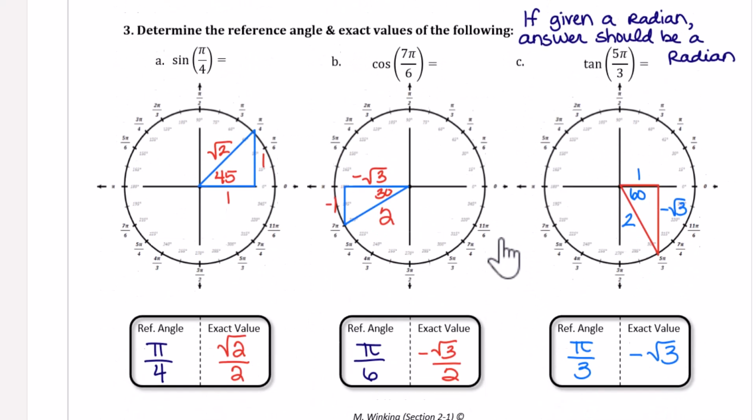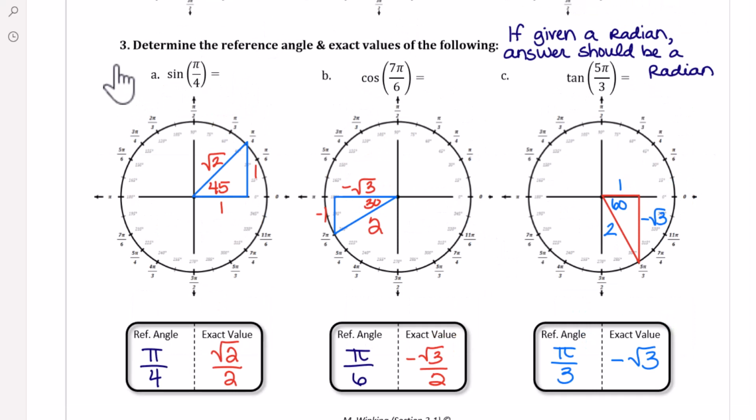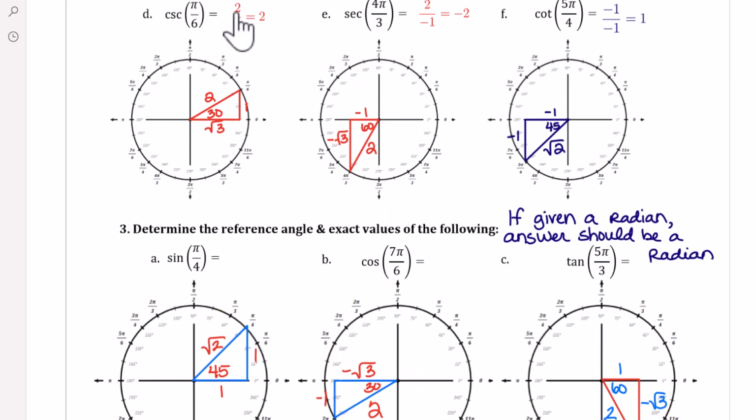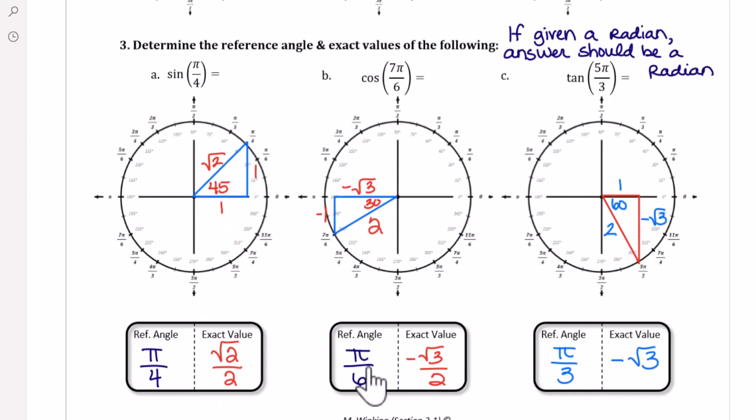And here are my solutions to number 3. Now, I even wrote this down for you. Remember, if given a radian, answer should be in radians. So exact value, we didn't really have that problem because the exact value is a number. Here, they did want a reference angle, so the angle has to be expressed as a radian.